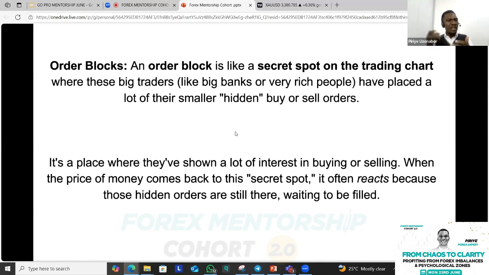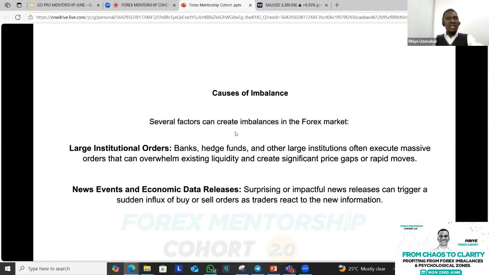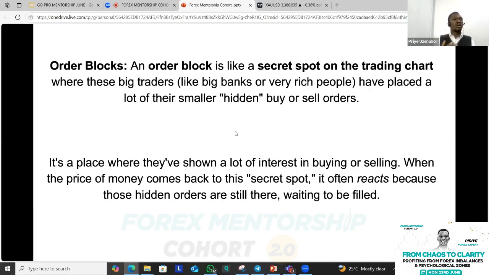So that brings us to order blocks now, because all of these are causes of what? Imbalance. Another cause of imbalance is what? Order blocks. An order block is a secret spot on the trading charts where the big traders, like the big banks, must have placed their orders. Their smaller hidden buy or sell orders. It is a place where they have shown a lot of interest in either buying or selling. When the price comes back to this secret spot, it often what? Reacts, because these hidden orders are still there waiting to be filled.